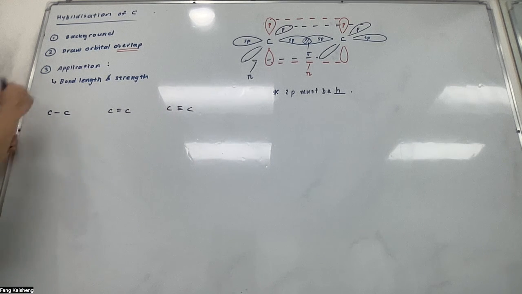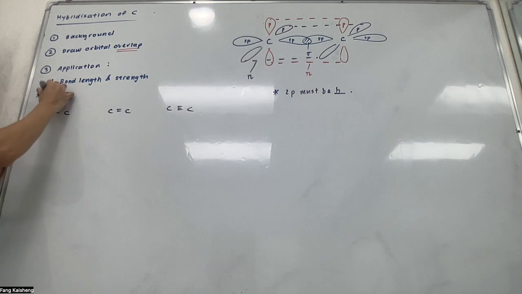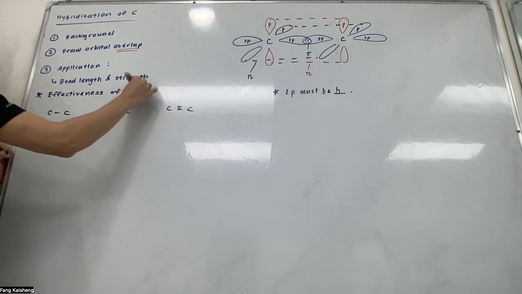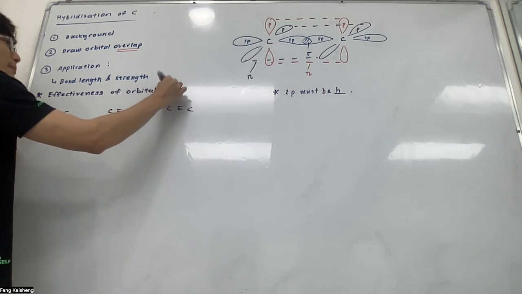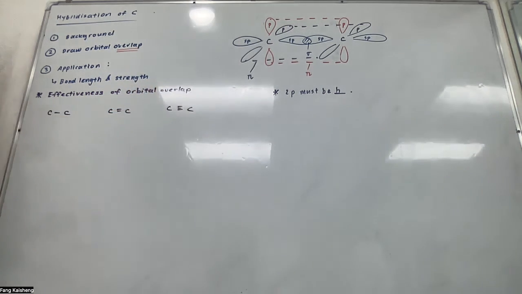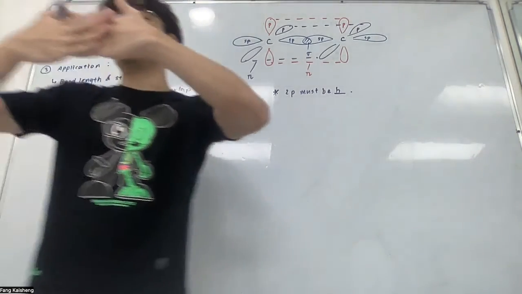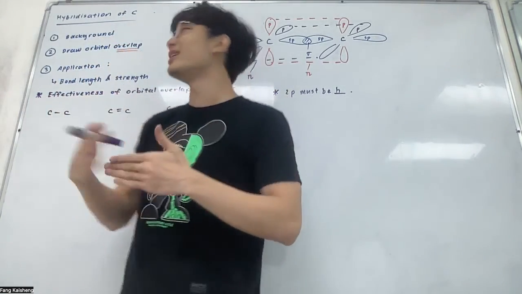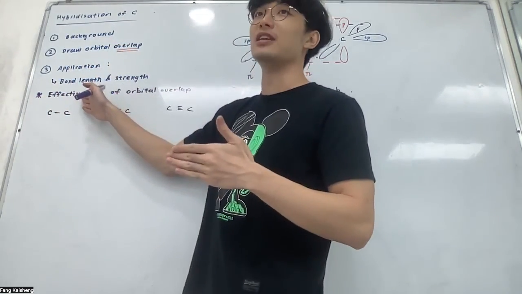Now remember one very important idea. Bond length and bond strength is dependent on the effectiveness of orbital overlap. Very, very important keyword. It sounds cheap, right? But it's not. Basically, if the orbitals overlap more, do you think it's stronger or weaker? Stronger. You can't say overlap more, it just doesn't sound good. So that's why they say overlap more effectively.